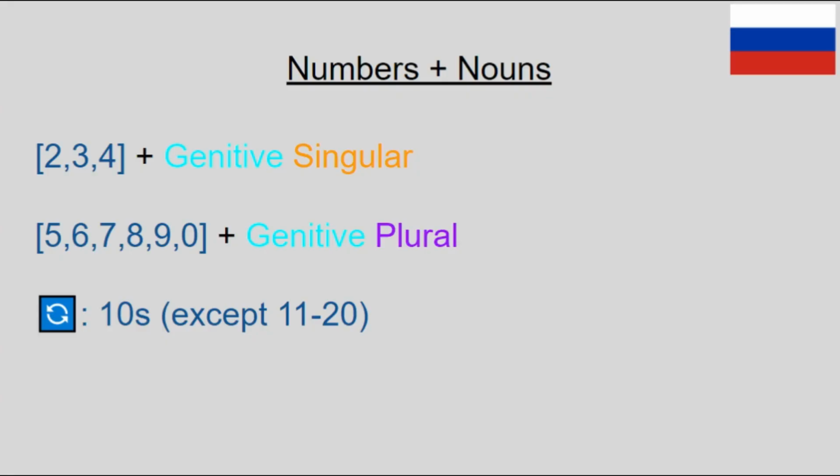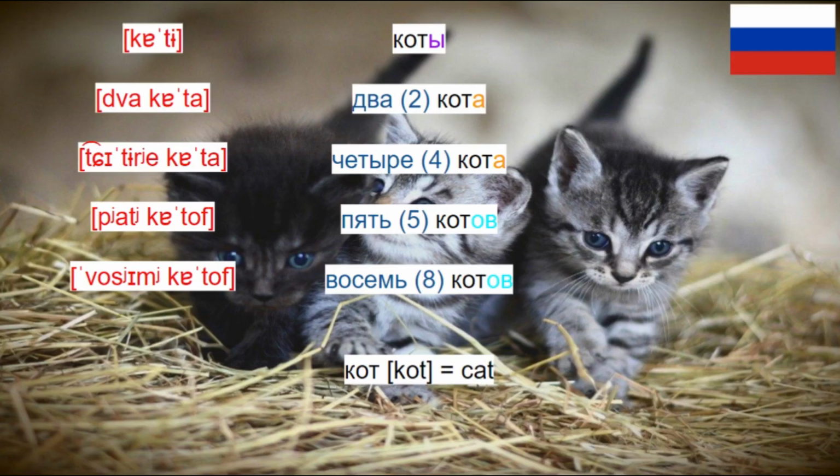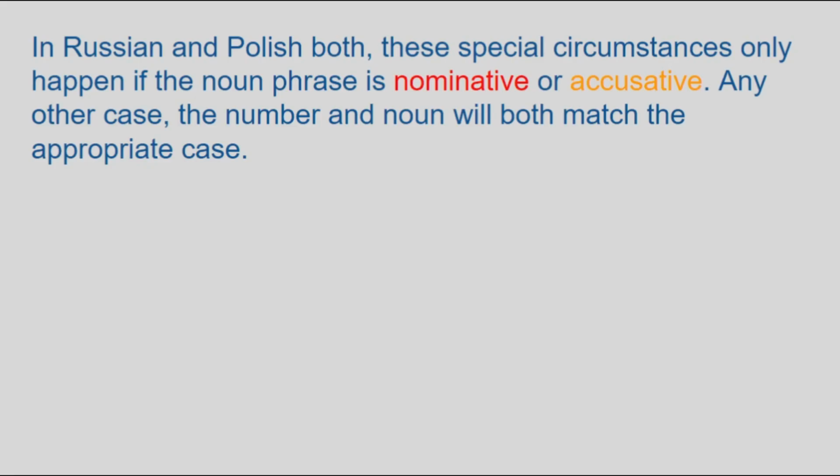For the numbers 2 through 4, the nouns pluralize by going to the genitive singular. In Russian, there's just koty, but then there's also dwa kota and 4 kota, but then 5 kotów and 8 kotów. For both Polish and Russian though, those rules only apply when the noun is in either the nominative or accusative case. If it's in any other, then the numbers get their own special forms and the noun stays in the case it was in.